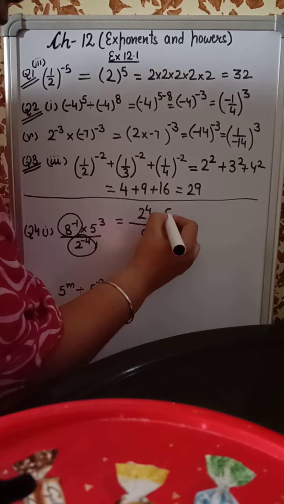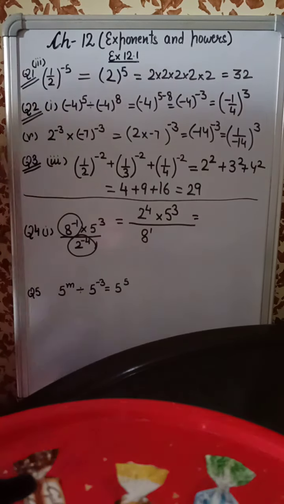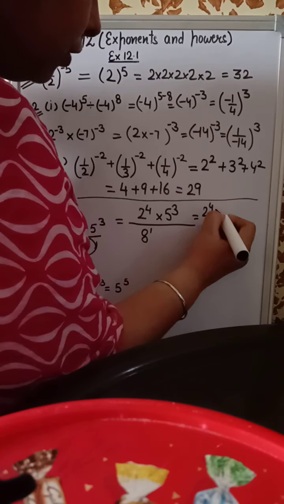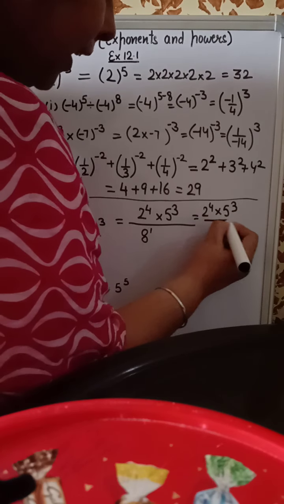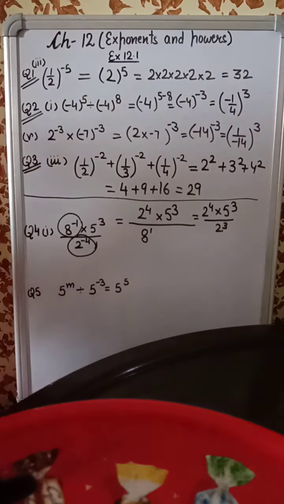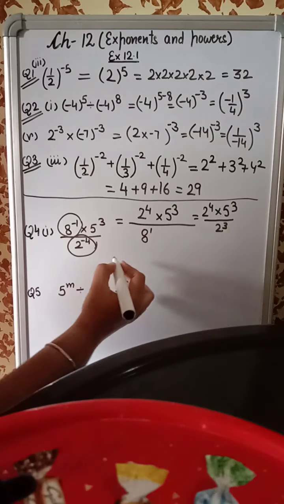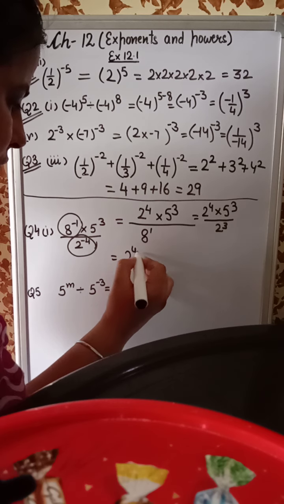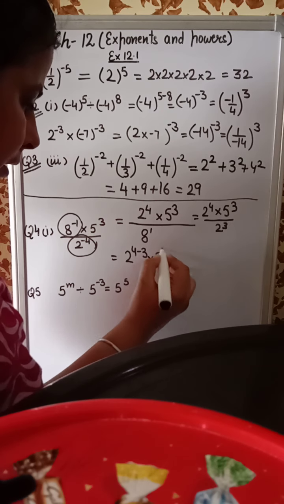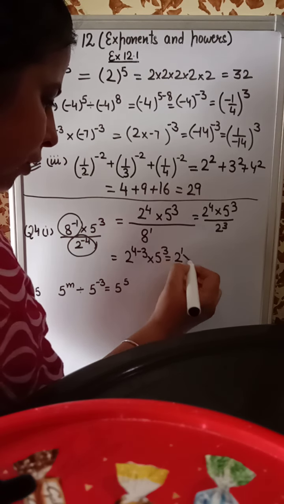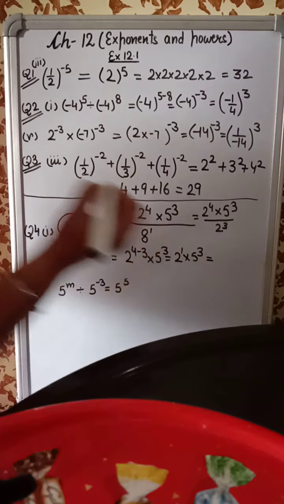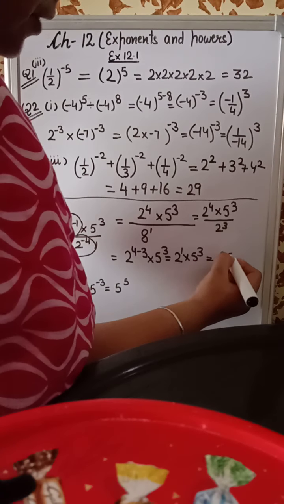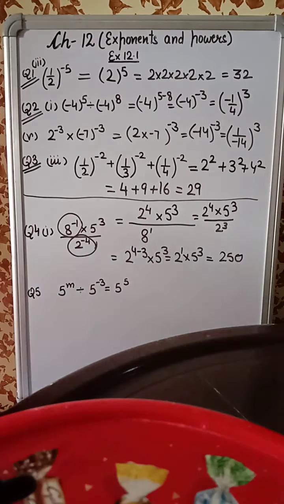Into 5 raised to power 3. I hope everyone is clear till here. Now this is 2 raised to power 4 into 5 raised to power 3. 8 can be written as 2 raised to power 3. Now here bases are same, in between division is there, so powers will subtract. So this is 2 raised to power 1 into 5 raised to power 3. 5 raised to power 3 is 125 and 125 into 2 is 250. So your answer here is 250.